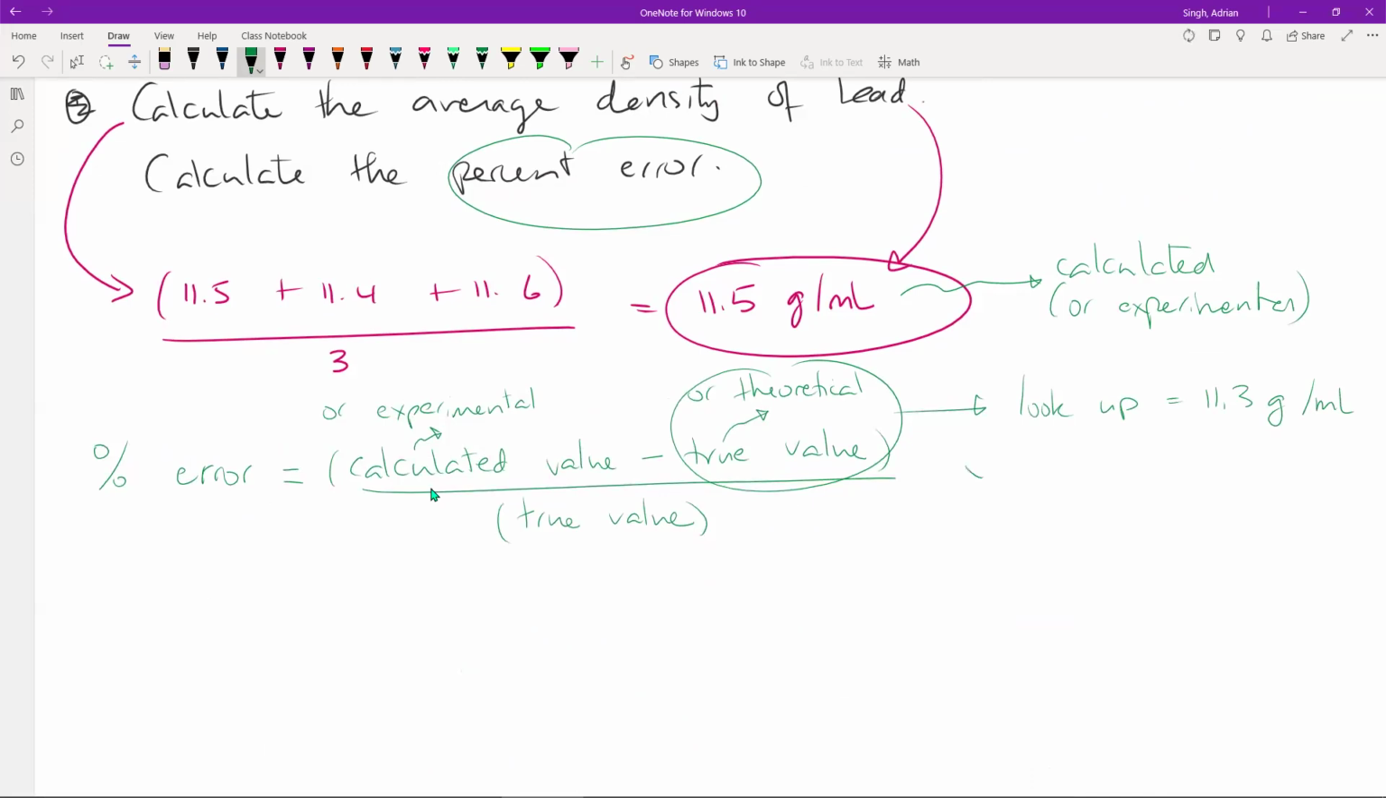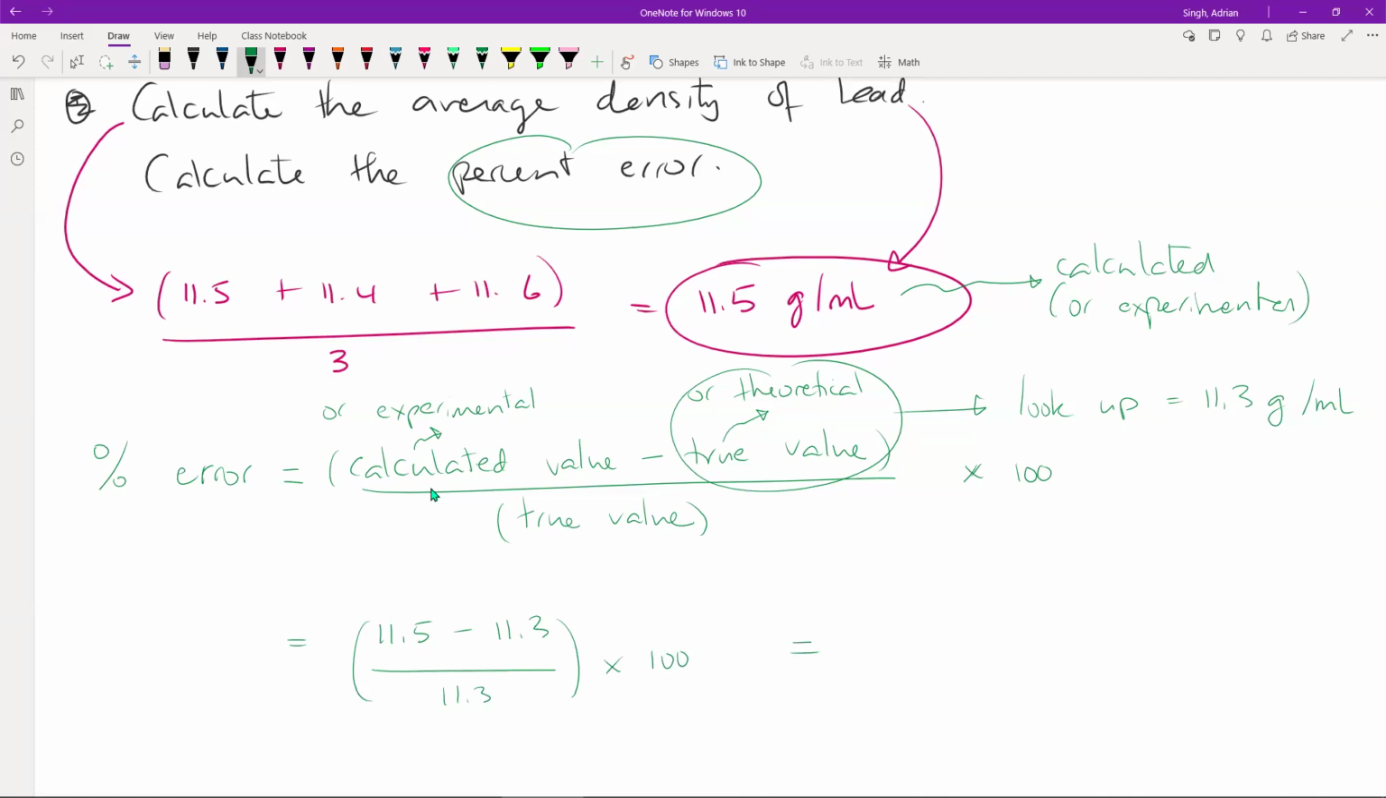And whatever we get, we're going to multiply it by 100 to convert it into a percentage. Okay, that's the formula for percent error. I'm going to substitute those values. Calculated was 11.5. I'm going to subtract 11.3. That's the true value. We're going to divide it by the true value, 11.3. Whatever we get, we're going to multiply it by 100.